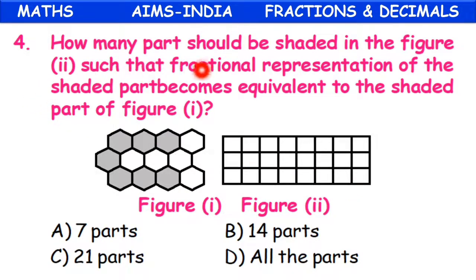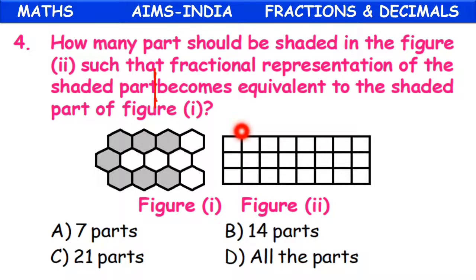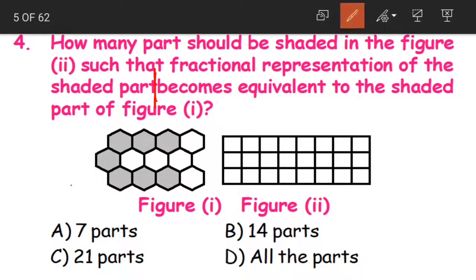Next question 4. How many parts should be shaded in the figure 2 such that the fractional representation of the shaded part becomes equivalent to the shaded part of the figure 1. Now first let us find out the fraction for figure 1 children. How many parts are shaded? 1, 2, 3, 4, 5, 6, 7 are shaded. Out of what are the total? 8, 9, 10, 11, 12. 7 are shaded out of the 12 parts.